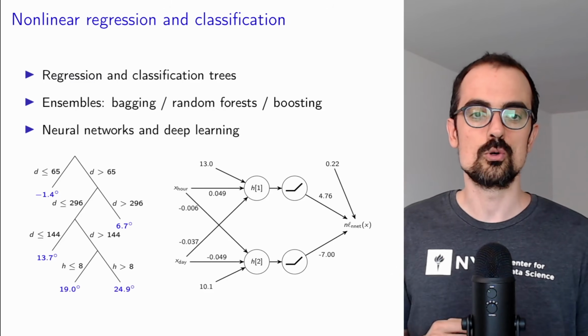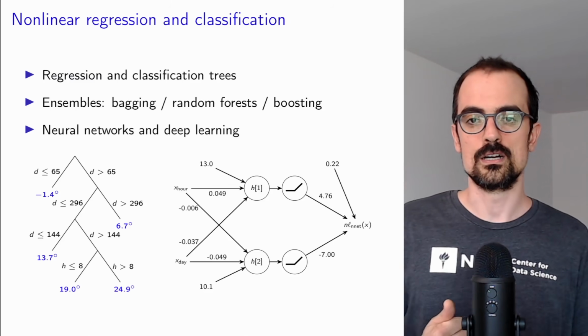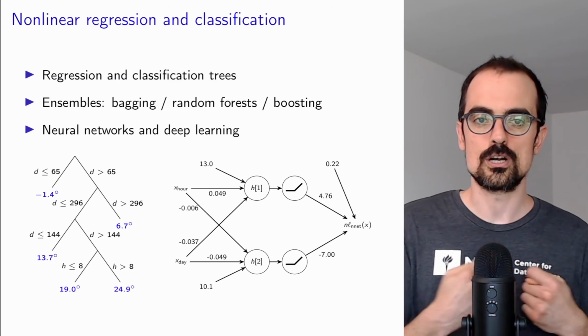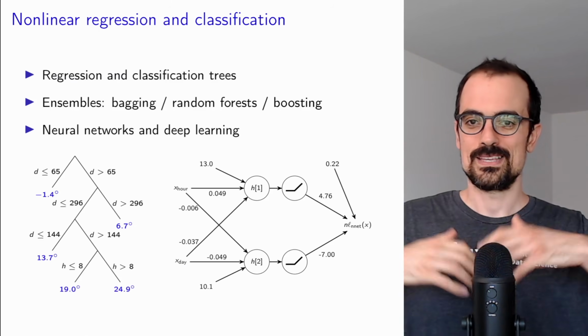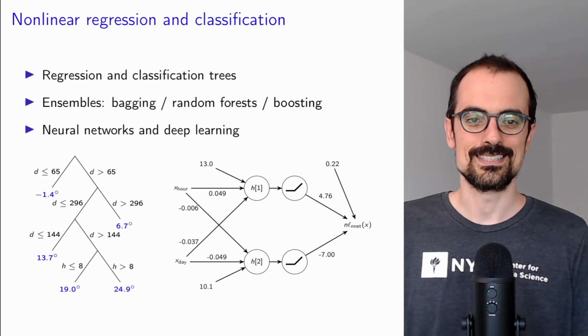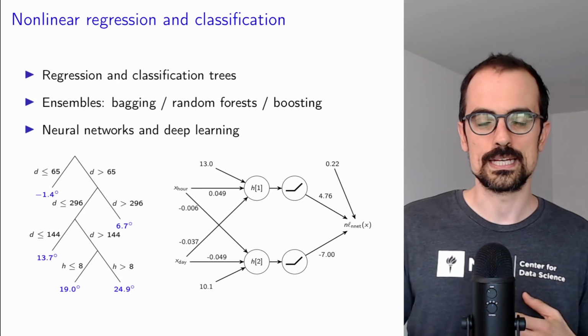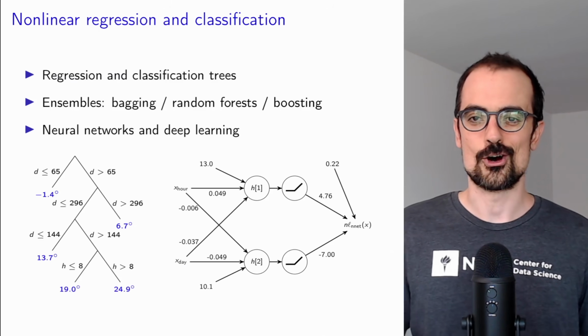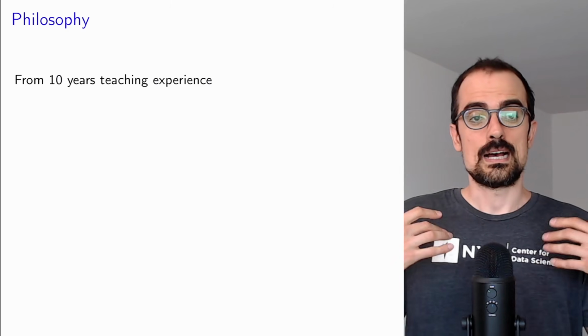An alternative approach to fit nonlinear regression and classification models is neural networks and deep learning, which has become incredibly popular in the past 10 years. There you can see a small network that was fit to the same temperature data as the regression tree on the left. And that's essentially all I got.